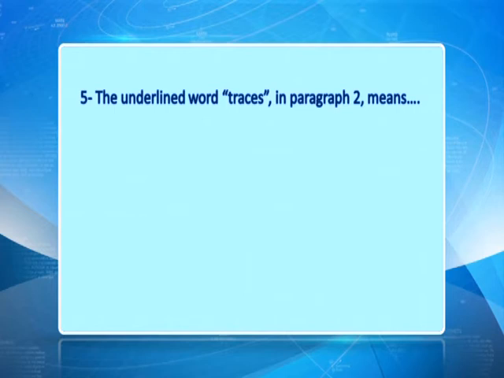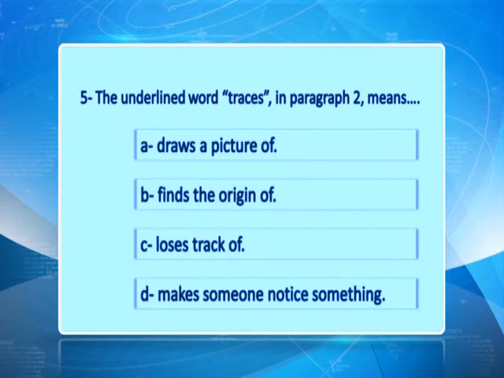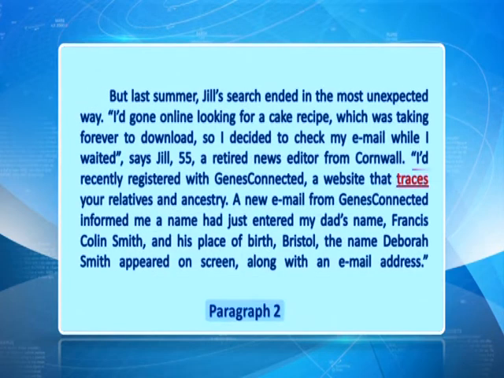The underlined word "traces" in paragraph 2 means draws a picture of, finds the origin of, loses track of, or makes someone notice something. Here is the word. It is underlined in the paragraph. You need to read the sentence. A website that traces your relatives and ancestry.